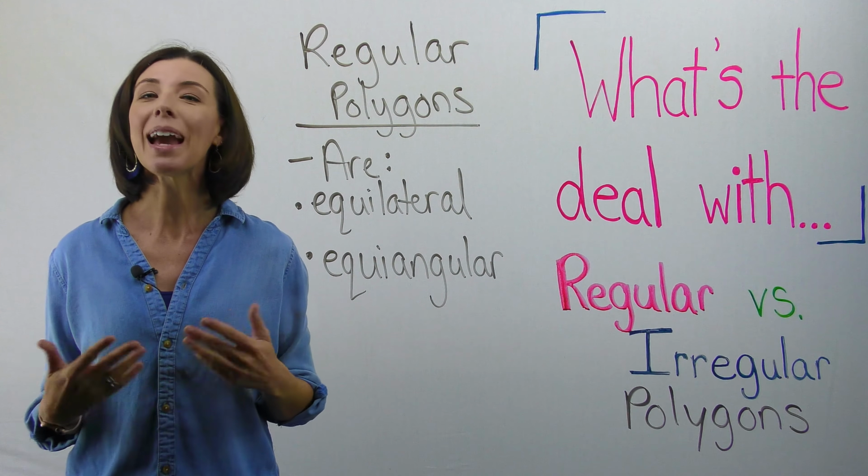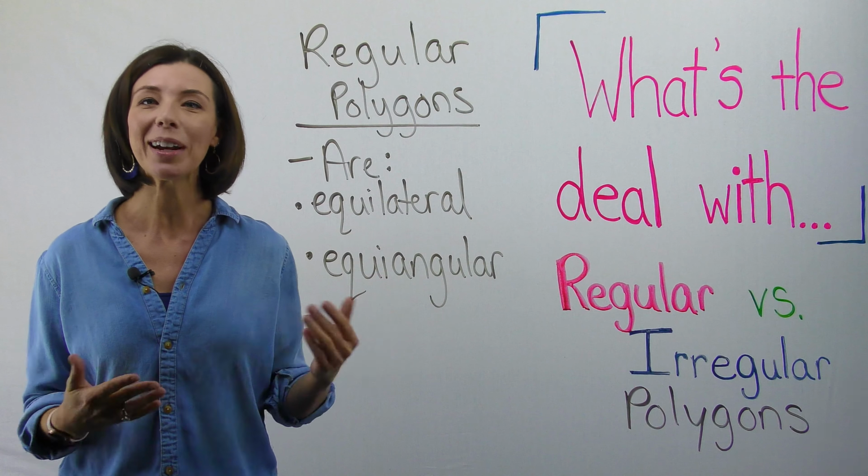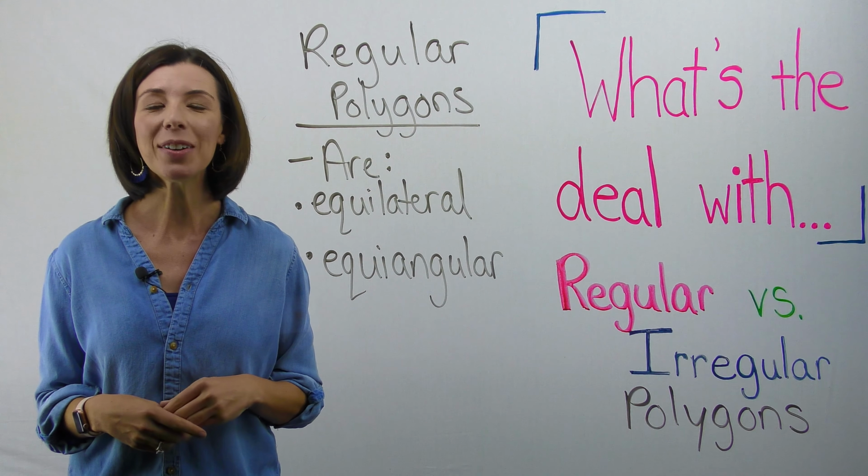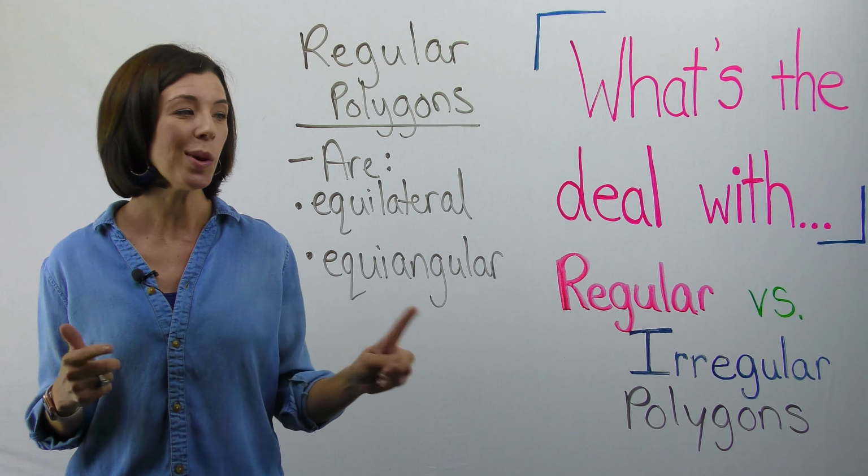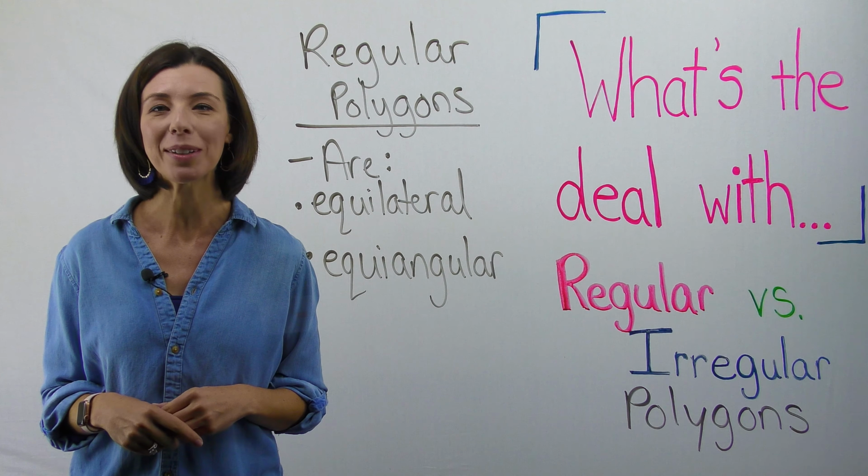Irregular polygons would be every polygon that is not a regular polygon. I hope this video helps and you now understand what's the deal with regular versus irregular polygons.